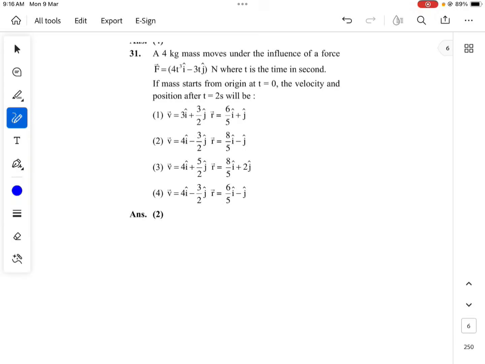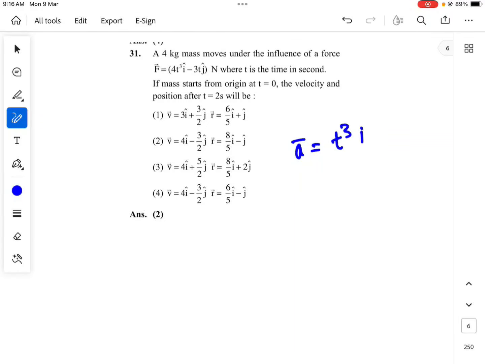Coming to the next question, a 4 kg mass moves under the influence of a force. Time is given. You are supposed to find velocity and position as a function of time at 2 seconds. So let us see. This is a simple question. You can do it properly and get the answer. Not an issue. Very, very elementary question. You need to find acceleration by dividing force by mass.